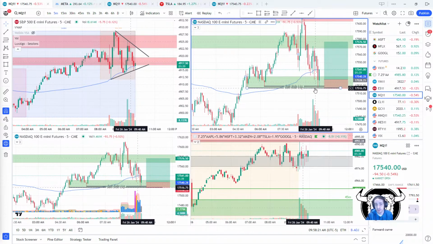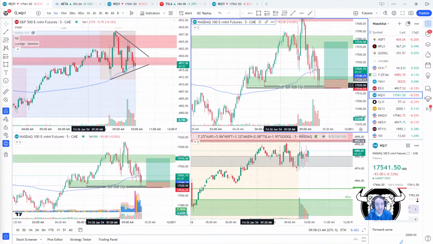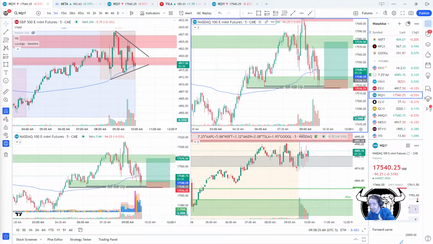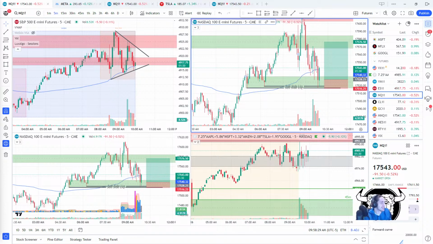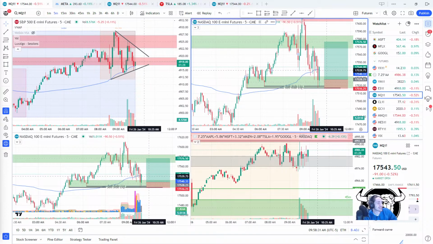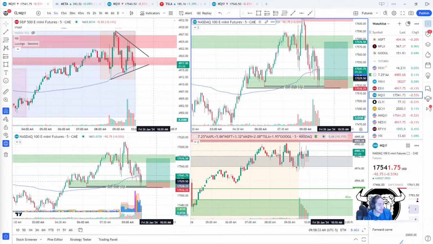There we go. Remember all those people who were trapped right here from that sell side liquidity. Love that. See, that sell side liquidity plus demand zone. I mean, what more do you need? What more do you need? That's a double confirmation right there.